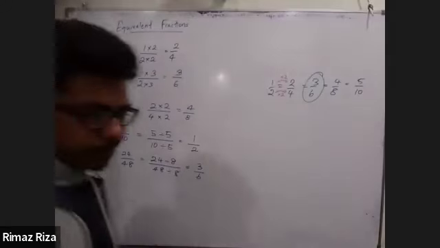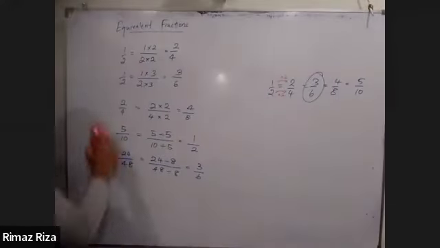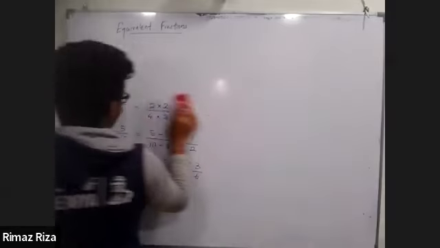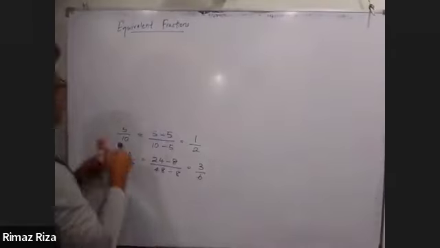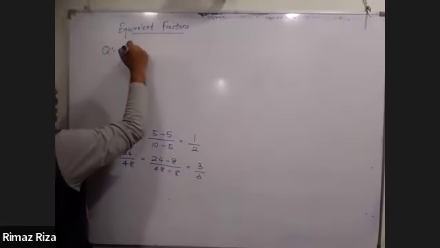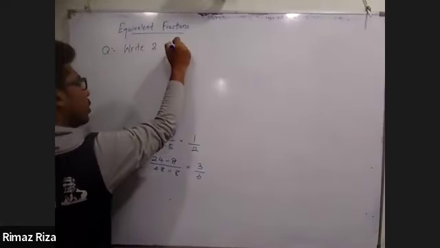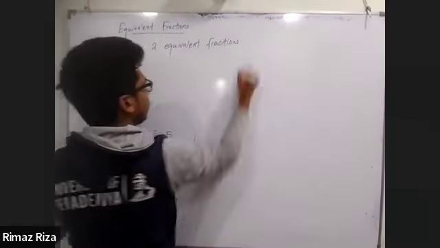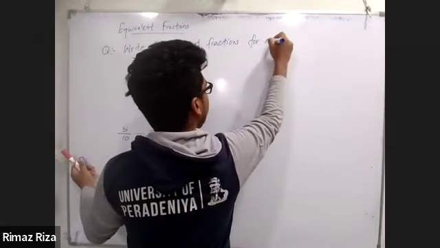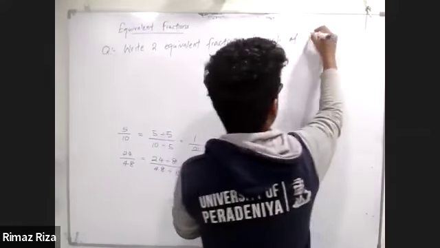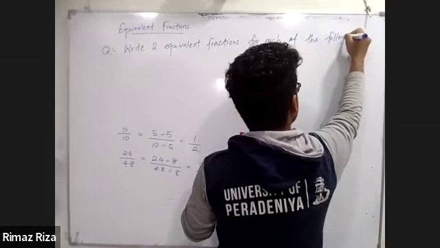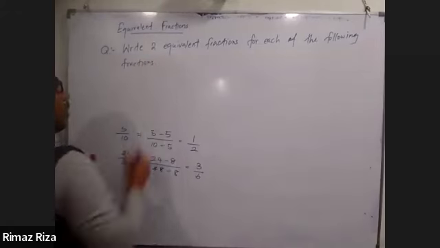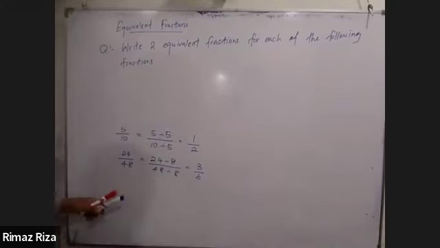Okay, so write down this question. Write two equivalent fractions for each of the following fractions. Write two equivalent fractions for each of the following.